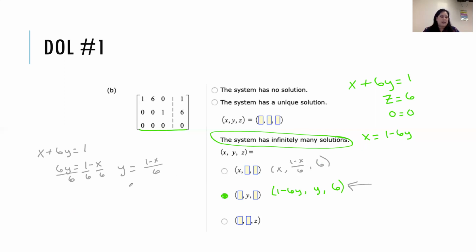So that is the class examples for this lesson, and hopefully this does help you. The Desmos calculator is going to be your best support on this in figuring out your matrices.